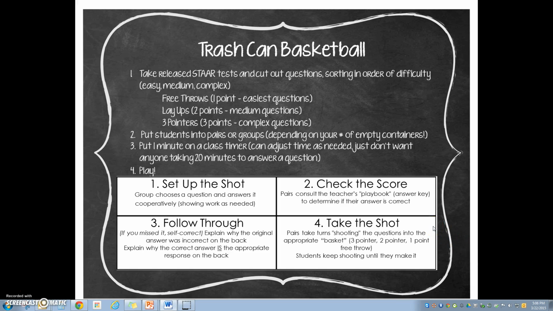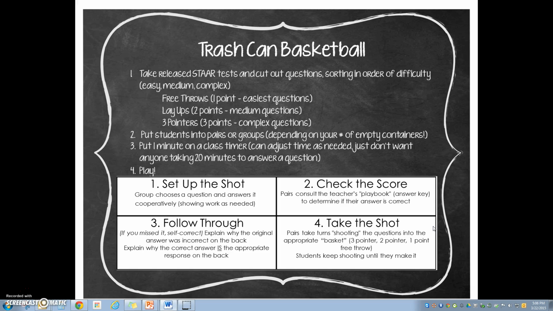Pairs take turns shooting the questions into the appropriate basket. If you have a larger group, I would think that one person from the group wads the question up and shoots it into the basket. They get 2 attempts to make it in. If they don't get it in, they don't get any points. If they make it in the first time, they get however many points the question was worth.